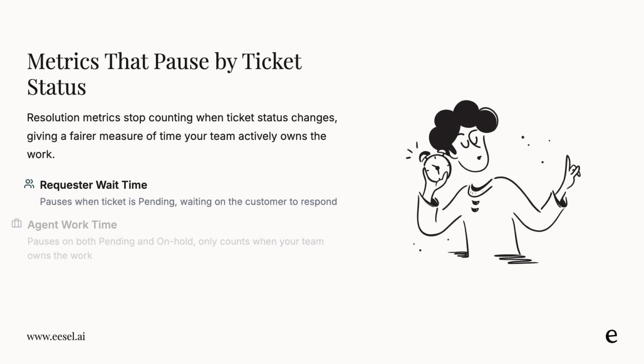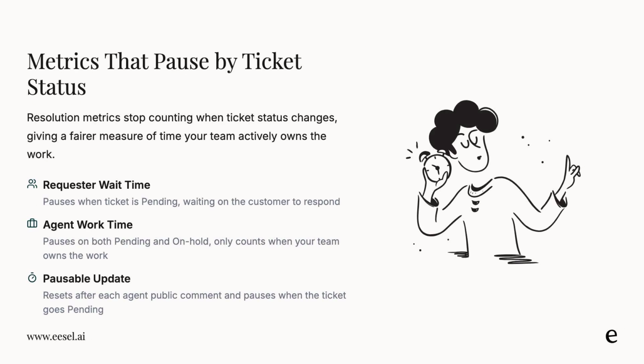Resolution metrics work differently. They pause based on ticket status rather than resetting on actions. Requester wait time pauses when you mark a ticket pending because the customer is the one who needs to respond. Agent work time and pausable update both pause on pending too, giving your team a fairer measure of the time they genuinely own the work.